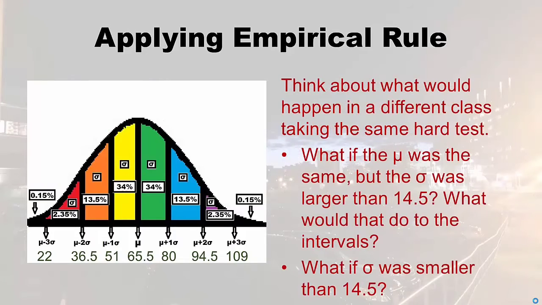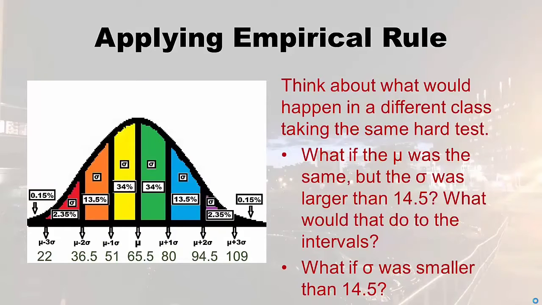So now I want you to just sit back and think for a second. Think about what would happen in a different class taking the same hard test, meaning nobody's getting 100%. What if the mu was the same, meaning everybody's doing badly, but the standard deviation was larger than 14.5? What would that do to the intervals?